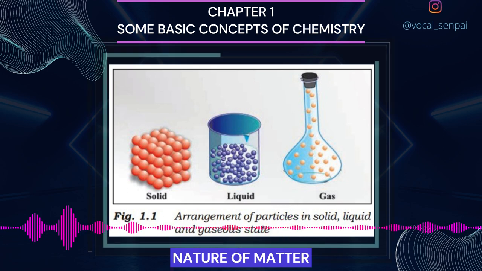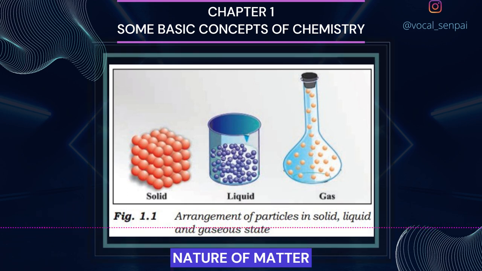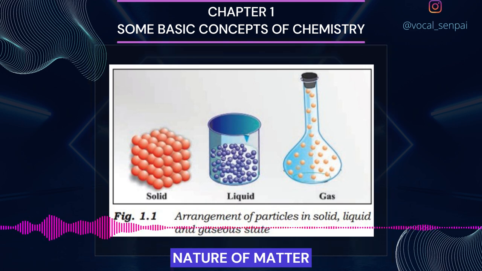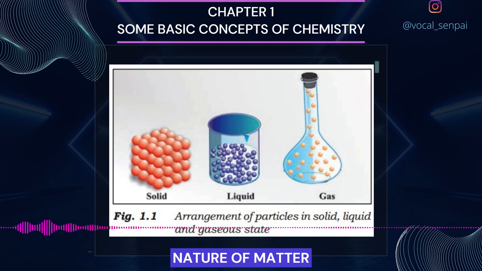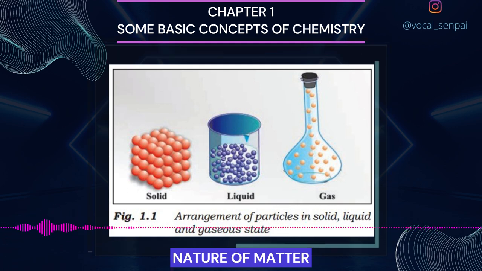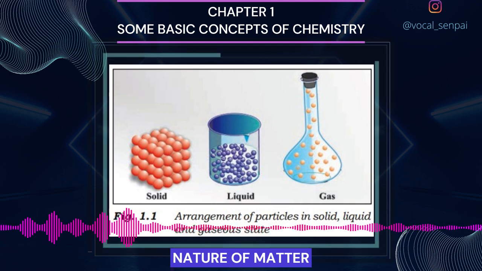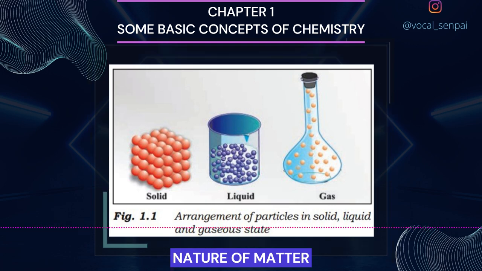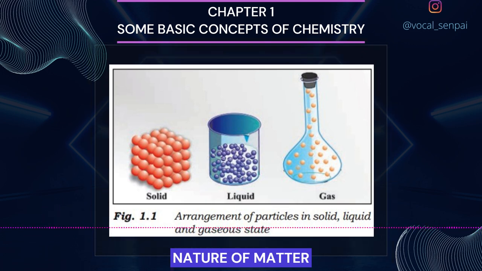Because of such arrangement of particles, different states of matter exhibit the following characteristics. 1. Solids have definite volume and definite shape. 2. Liquids have definite volume but do not have definite shape. They take the shape of the container in which they are placed. 3. Gases have neither definite volume nor definite shape. They completely occupy the space in the container in which they are placed.